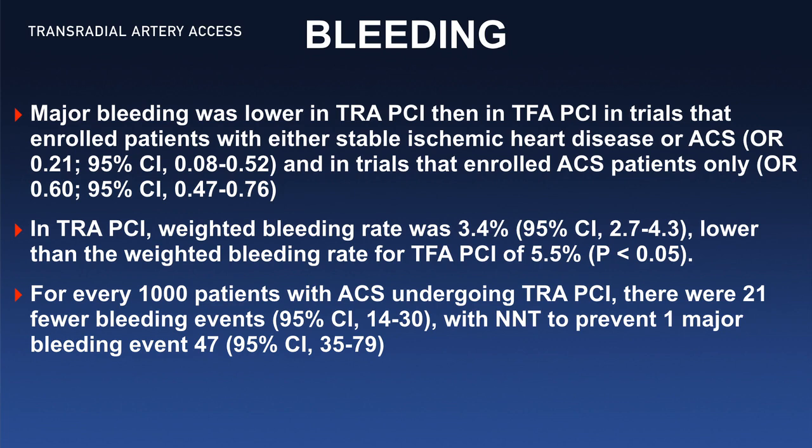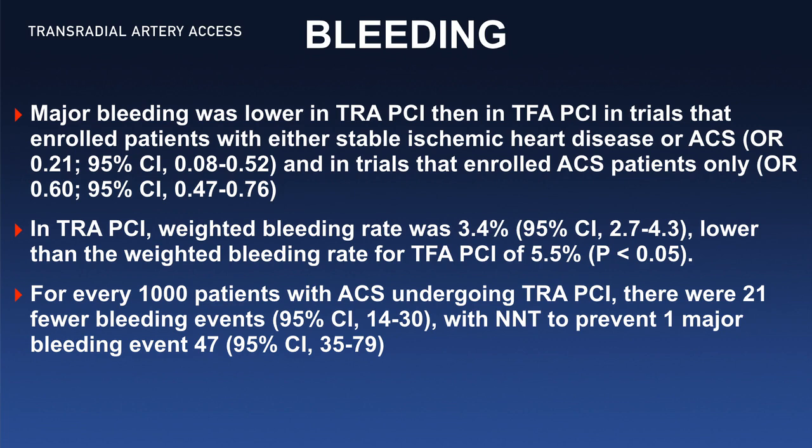In other words, for every 1,000 patients that are admitted to the hospital with unstable coronary symptoms, doing a radial intervention will lead to 21 fewer bleeding events. So the number needed to treat to prevent one major bleeding event is only 47 patients.